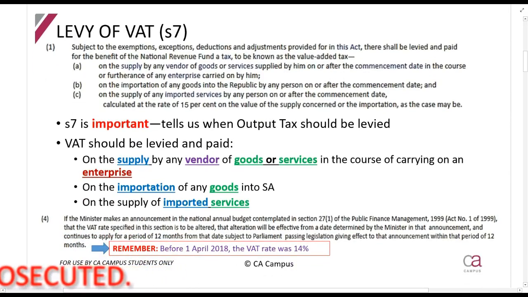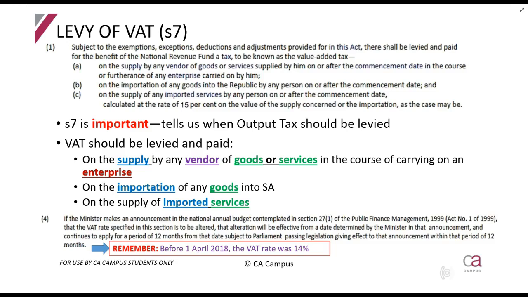Now, Section 7 of the VAT Act is the most important part of the VAT Act because Section 7 tells you when a person must charge output tax. This section is important because they won't tell you to do this in an exam, you'll need to know this. If they ask you some sort of transaction and you're unsure whether or not there should be VAT on it, you're going to have to think of Section 7 and test it against the requirements.